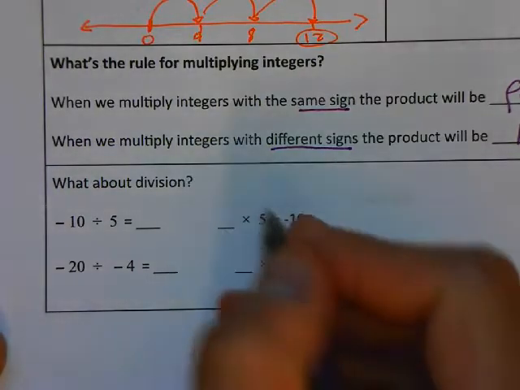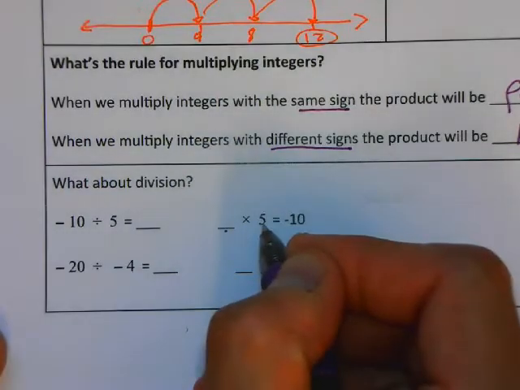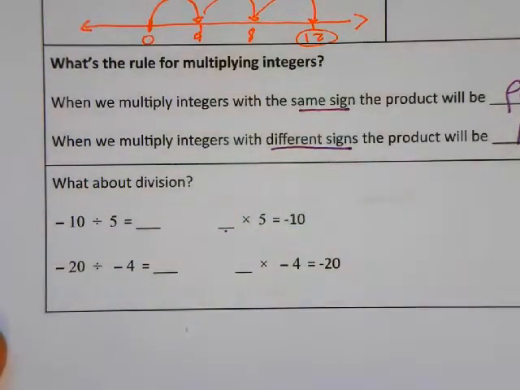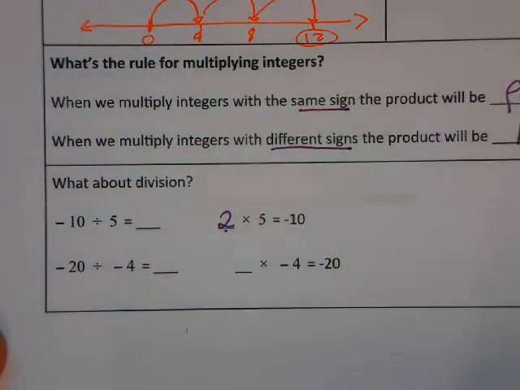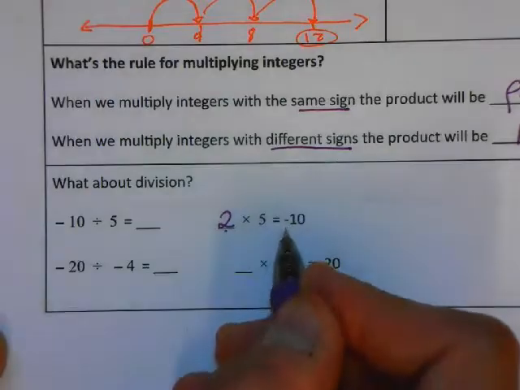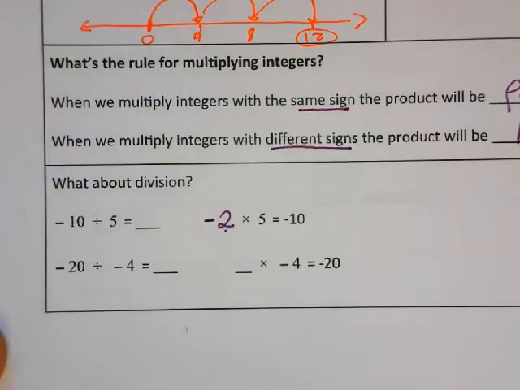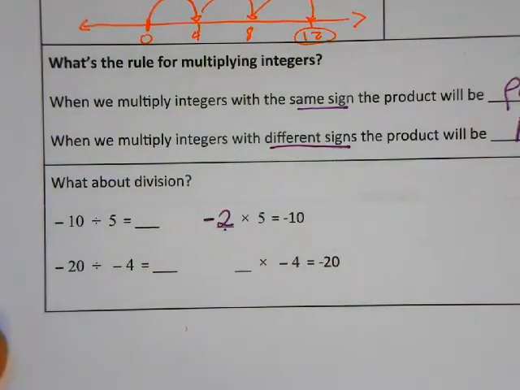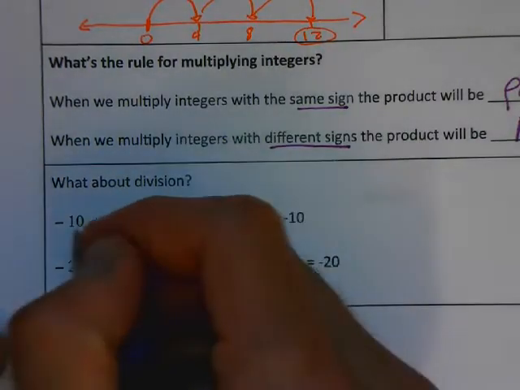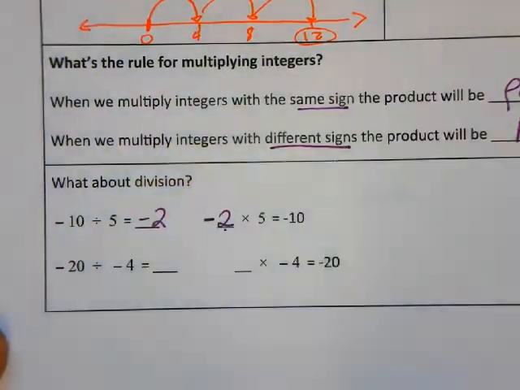So think, what number can we multiply by 5 to get negative 10? Well, I know 2 times 5 is 10, and in order for us to have a negative, the 2 has to be negative, because they have to have different signs in order to have a negative product. So that means negative 10 divided by 5 is negative 2.